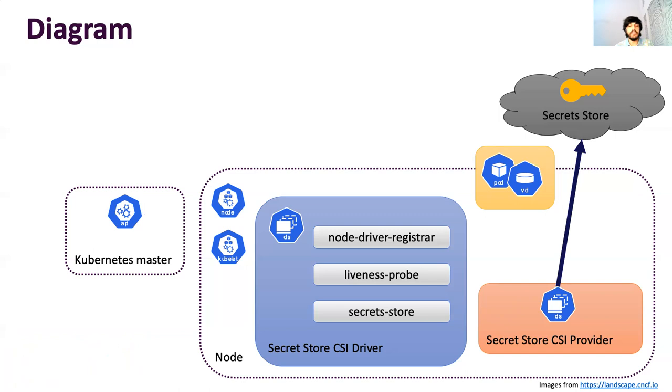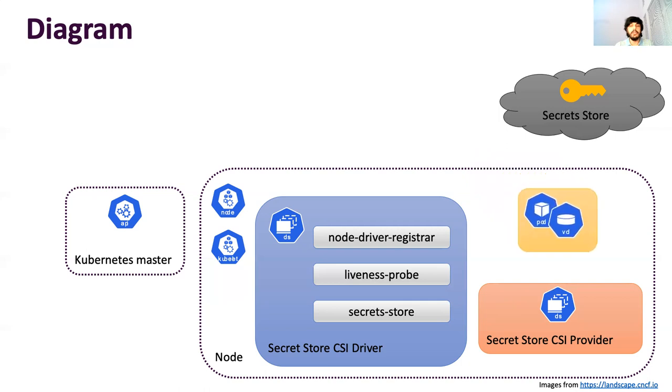The provider then fetches the secrets from the external secret store and sends the content back to the driver as part of the RPC response. The driver then writes the secrets into the file system. And at this point, the volume is successfully mounted and then the pod starts up running.